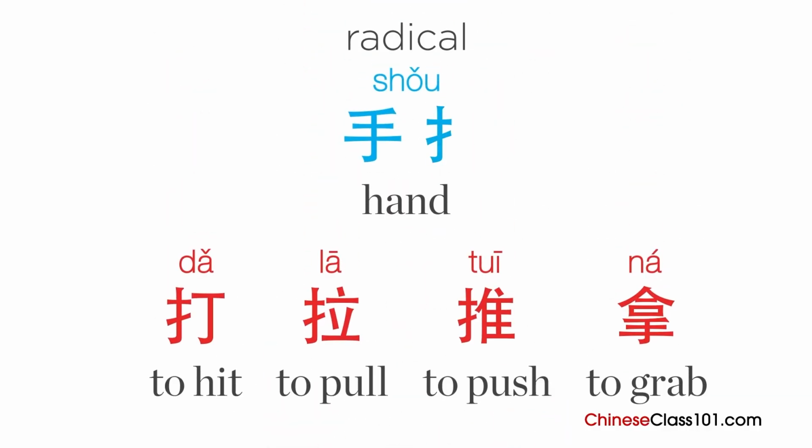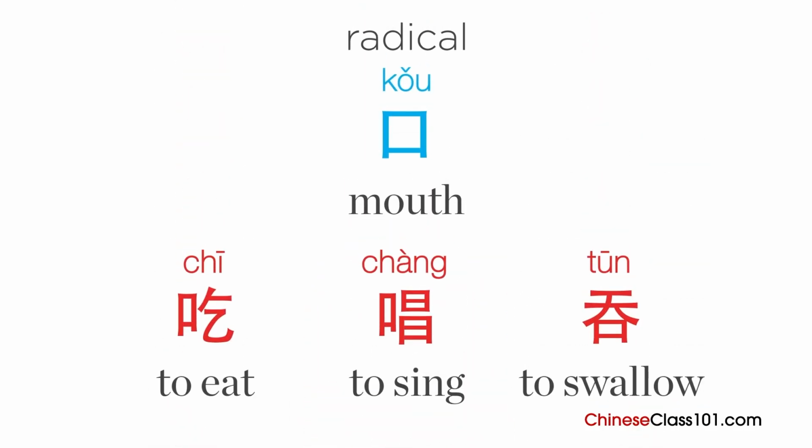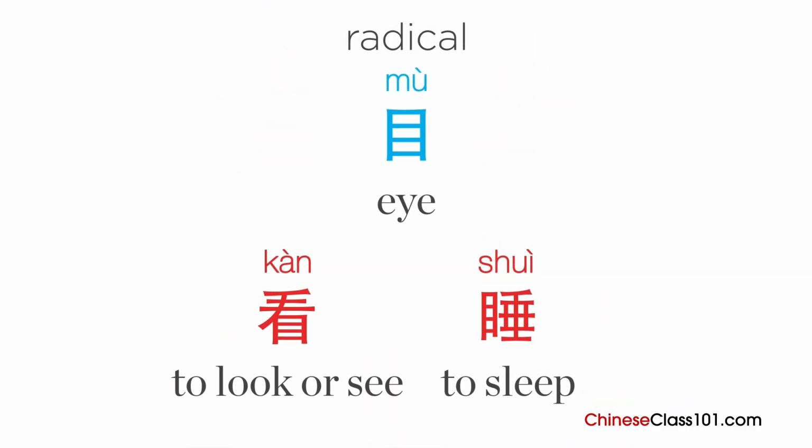手 or its variation means hand. It usually appears when the word describes an action using hands, such as 打, to hit, 拉, to pull, 推, to push, 拿, to grab. 口 means mouth. Characters with this radical often involve using your mouth, such as 吃, to eat, 唱, to sing, 吞, to swallow. 目 means eye, 看, to look or see, 睡, to sleep.